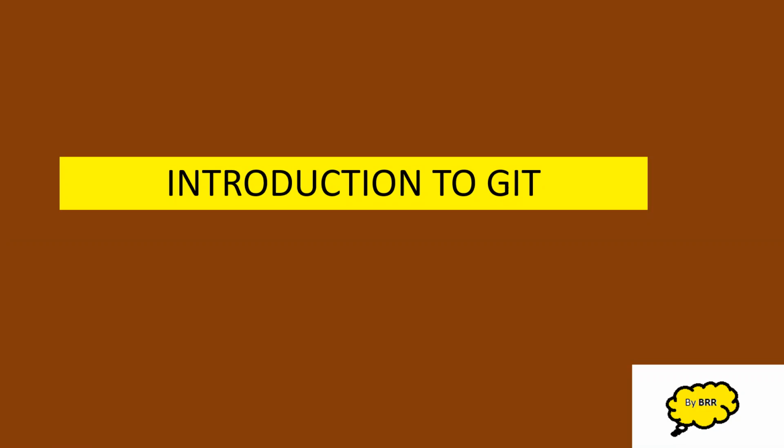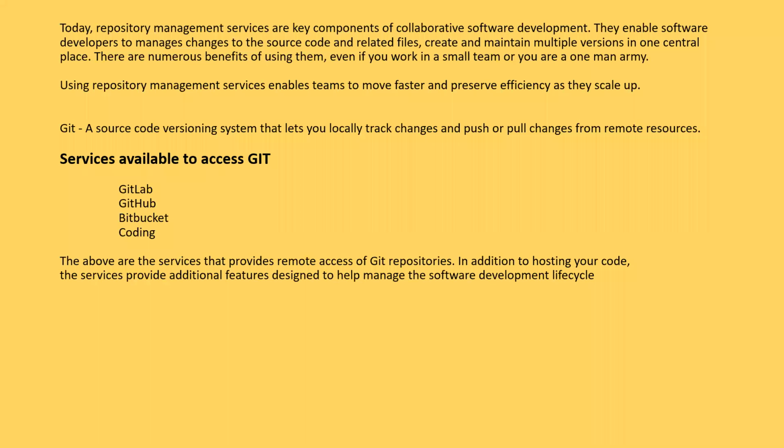As I said, Git is a version control system, and these two are the main features we have in the Git repository. Repository management services are key components of collaborative software development. As I said, multiple persons are working on a single project, so multiple files, or a single file, are accessed by different persons. So they have to work on some management repository.